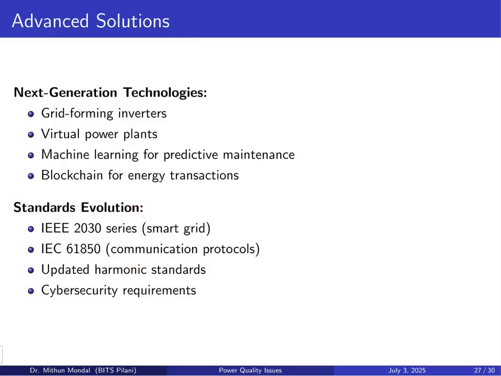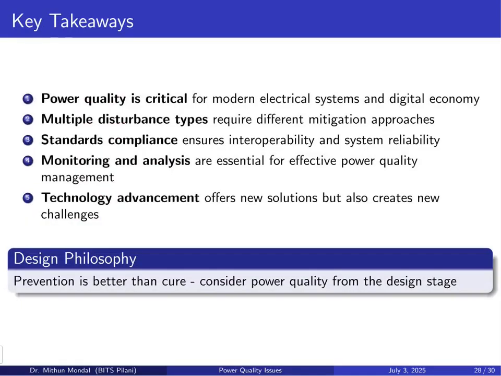Advanced solutions for next generation technologies include grid-forming inverters, virtual power plants, machine learning for predictive maintenance, and blockchain for energy transactions. So these are the next generation technologies. Certain standard evolutions are there in terms of IEEE and IEC standards for the smart grid and communication protocols, updated harmonic standards, and cyber security requirements. So standards have also evolved.